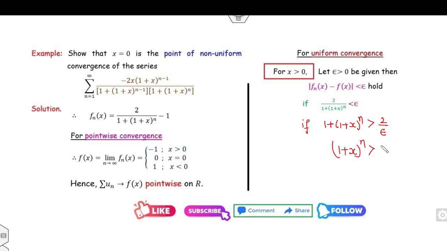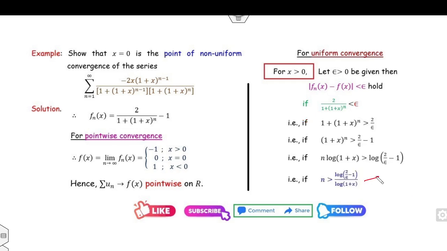This number is greater than 2 over epsilon minus 1. I can take the logarithm on both sides. So it is log of 2 over epsilon minus 1 divided by log of 1 plus x. Now, can you choose the value of x?